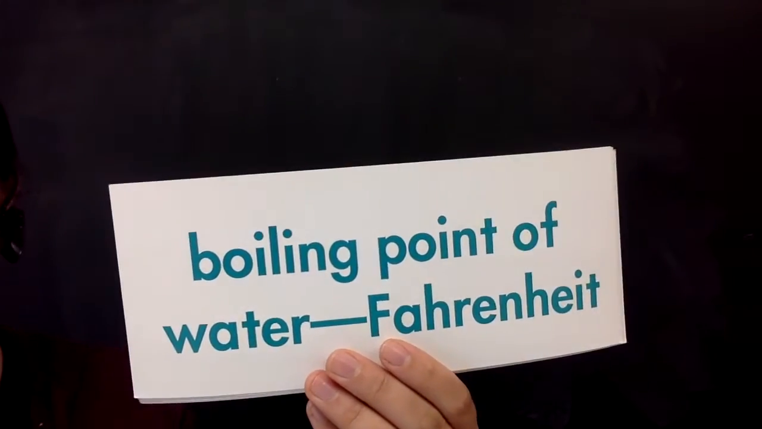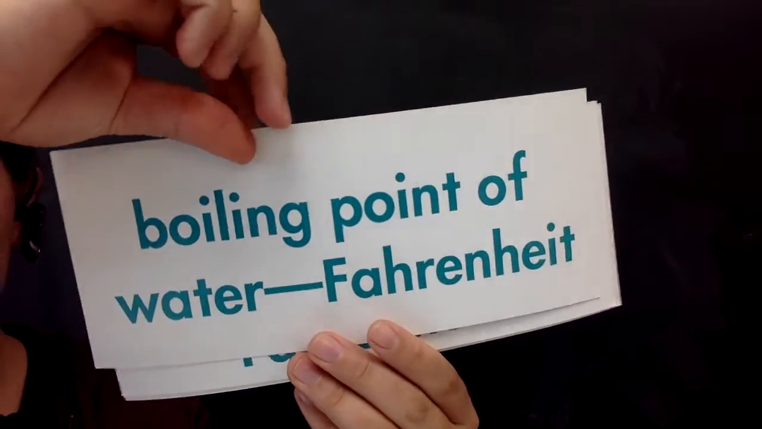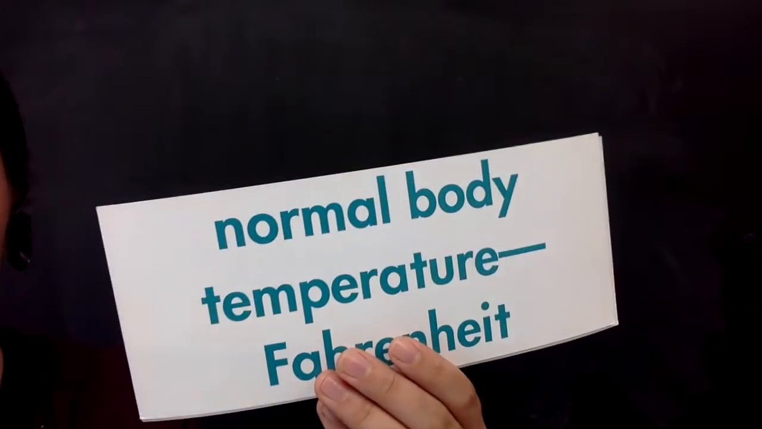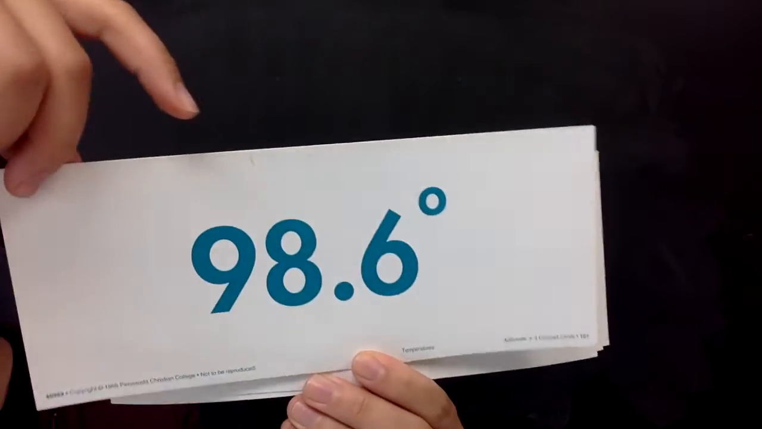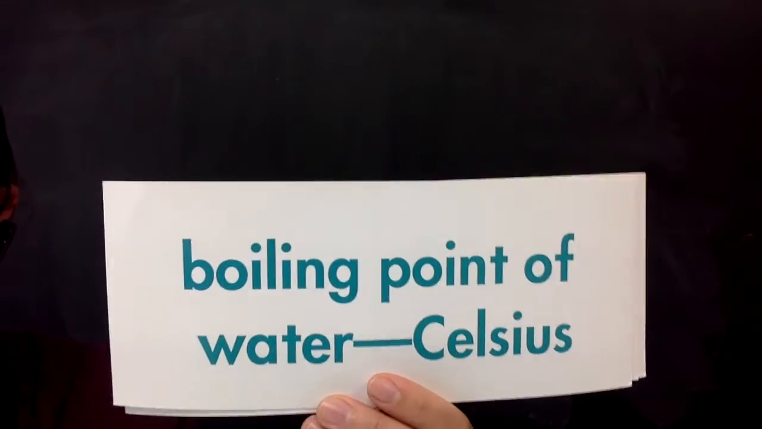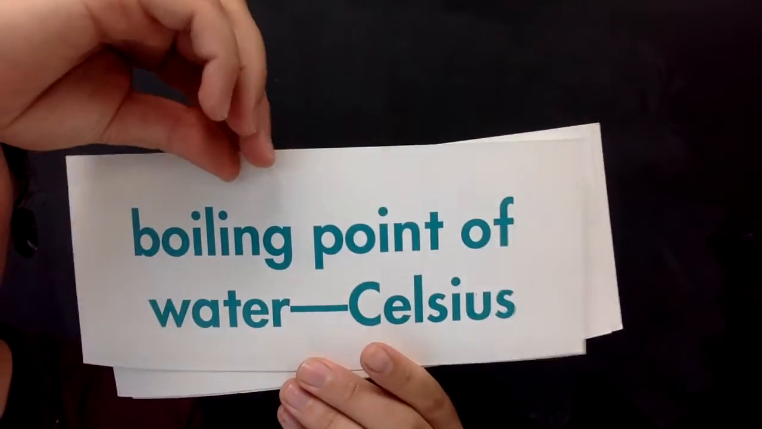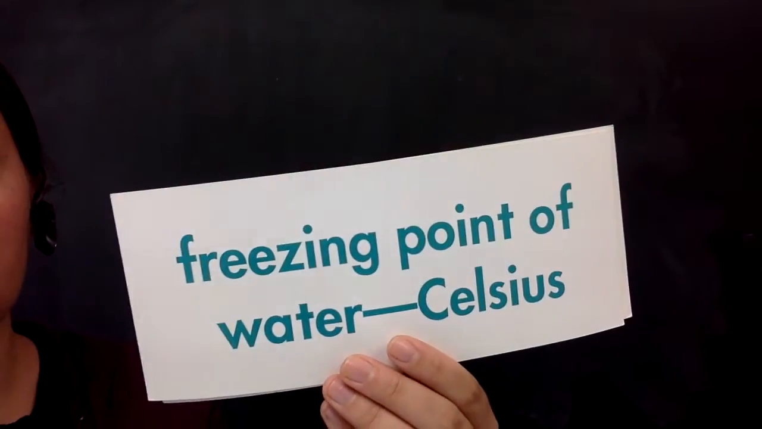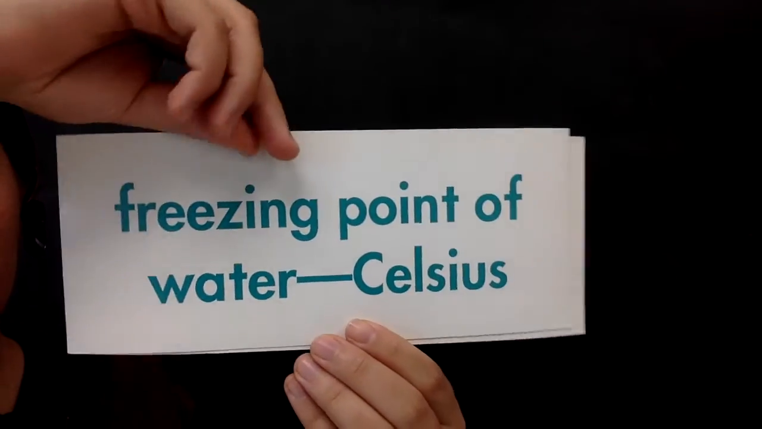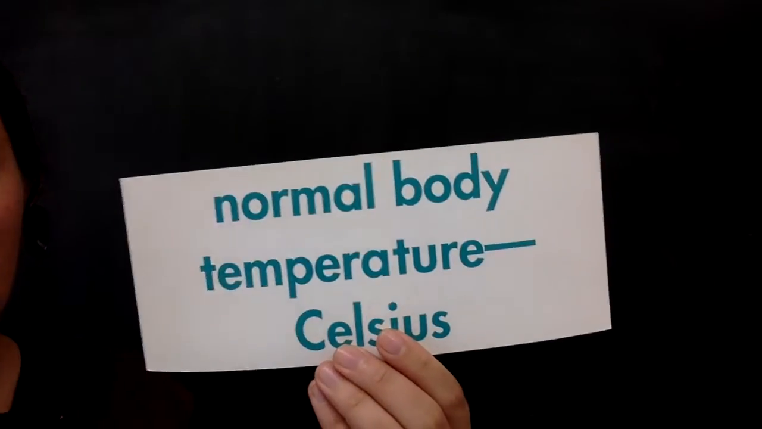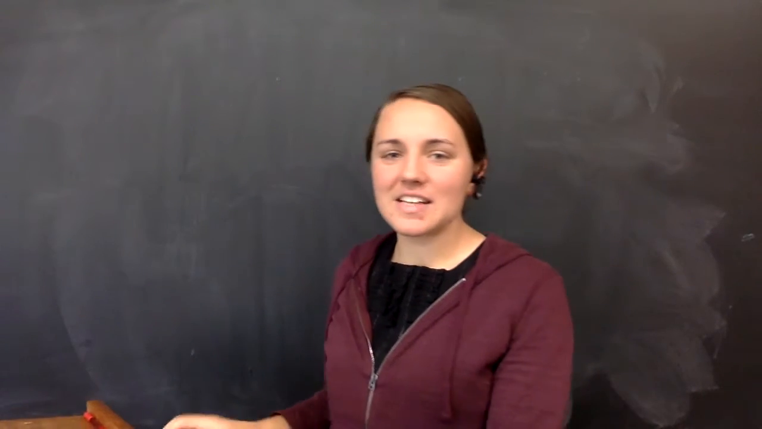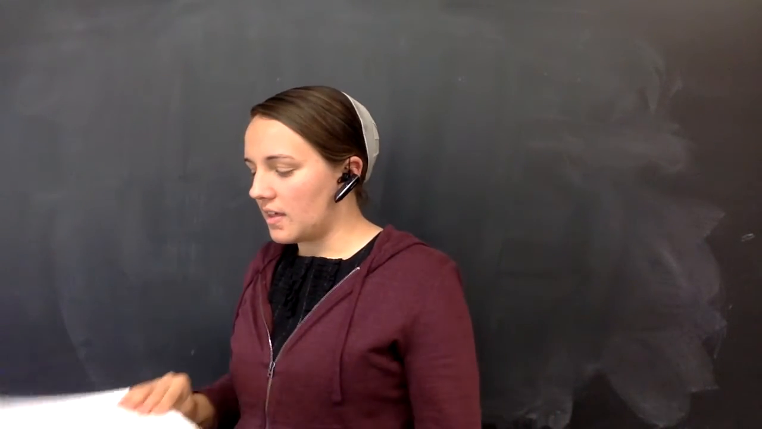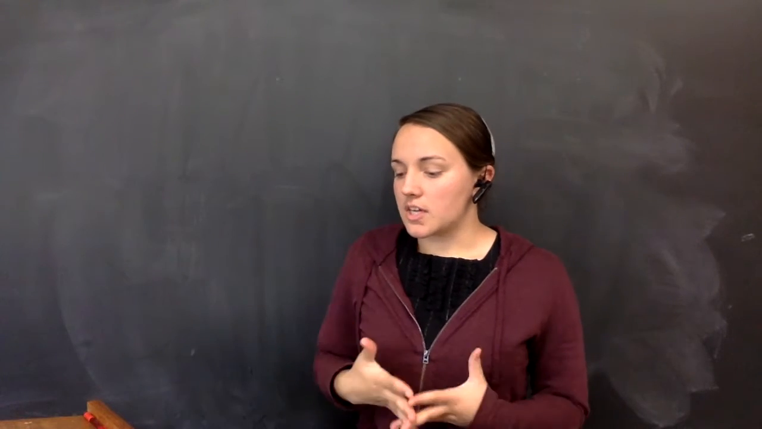32 degrees. The boiling point of water Fahrenheit? 212 degrees. Normal body temperature Fahrenheit? 98.6 degrees. The boiling point of water Celsius? 100 degrees. Freezing point of water Celsius, 0 degrees. And normal body temperature Celsius, 37 degrees.